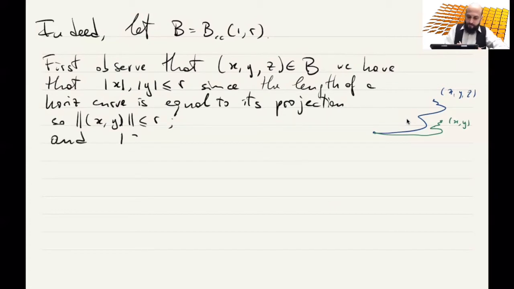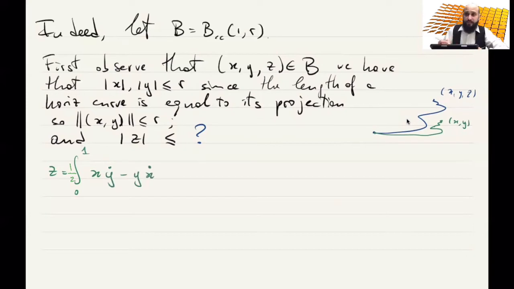I claim that also we have a bound on z. Okay, what should be this bound? So it is the bound of a curve of length at most r. Now remember that z is the integral from 0 to 1, as the curve is parameterized on 0, 1, of x dot y minus y dot x.